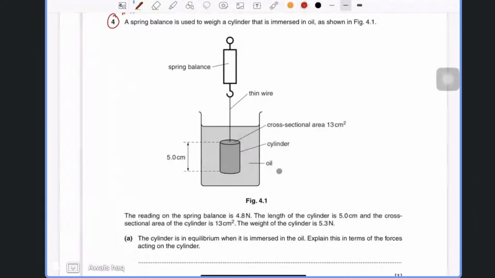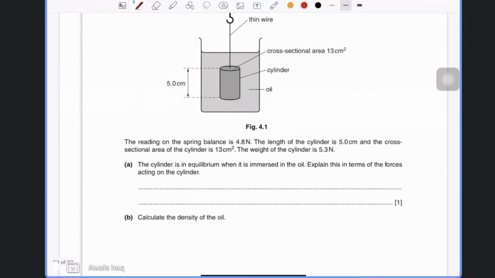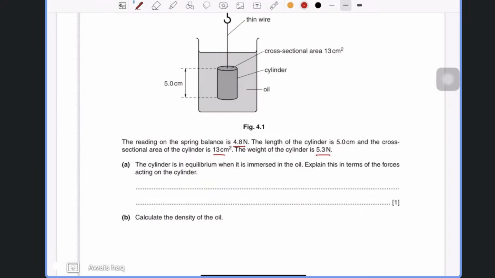So we have a balance, we have cross sectional area, oil, whatever, and it says the reading on the spring balance is 4.8. The length of the cylinder is 5.0. Okay, and we have also the cross sectional area. The weight of the cylinder is also given, and it says when the cylinder is in equilibrium, when it is measured, explain in terms of forces acting on the cylinder.